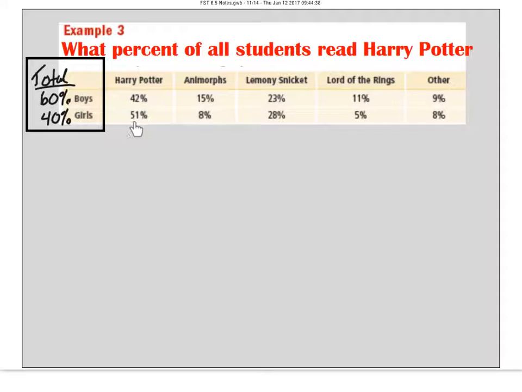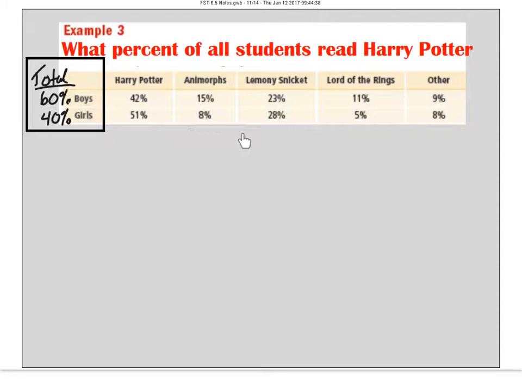Let's look at the information about the kids reading the books again. But this time, instead of saying that there were 500 boys and 400 girls, let's just say all we know is that 60% of the people we asked were boys and 40% of the people we asked were girls. We're not sure how many that was.